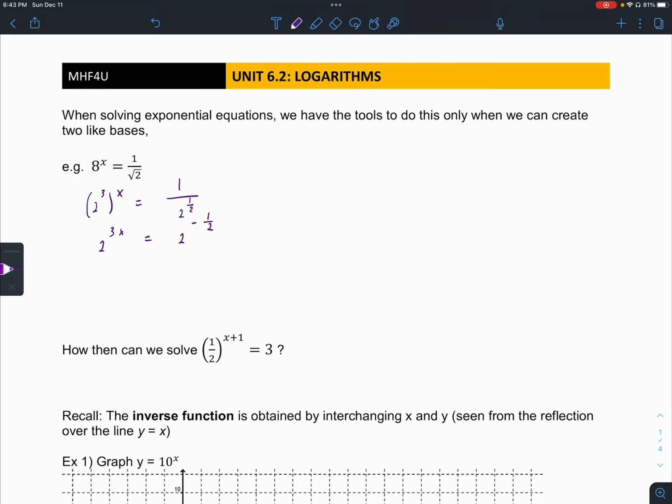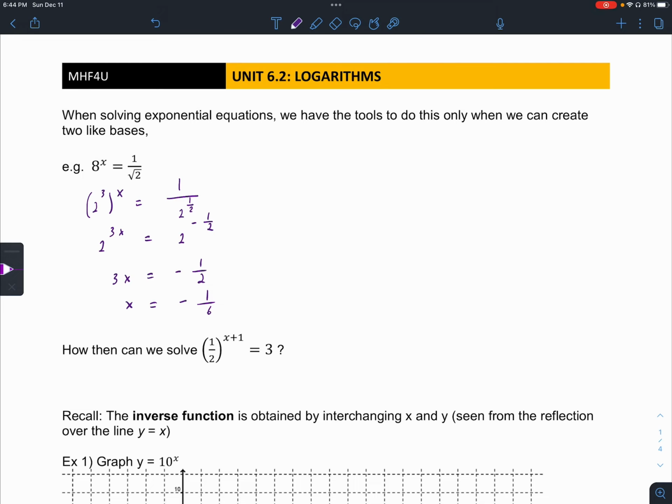What I did is I brought the 2 from the denominator up into the numerator, and the sign of the exponent changes. Now we can drop the bases, the 2's, and we end up with 3x is equal to negative 1 over 2. Now we divide both sides by 3, and we end up with negative 1 over 6 as our final answer. You might remember solving exponential equations in grade 11, so this might be familiar to you already.